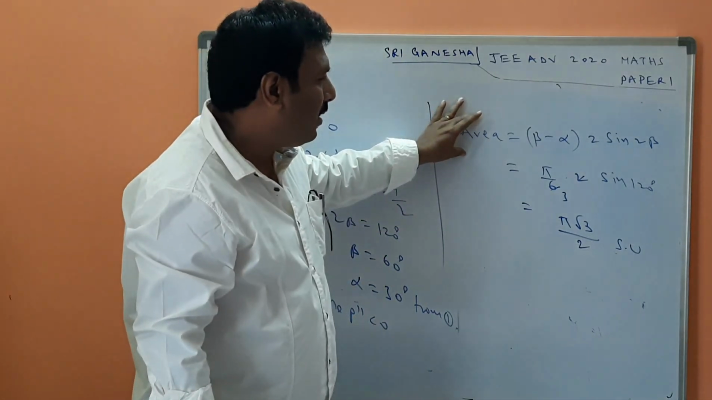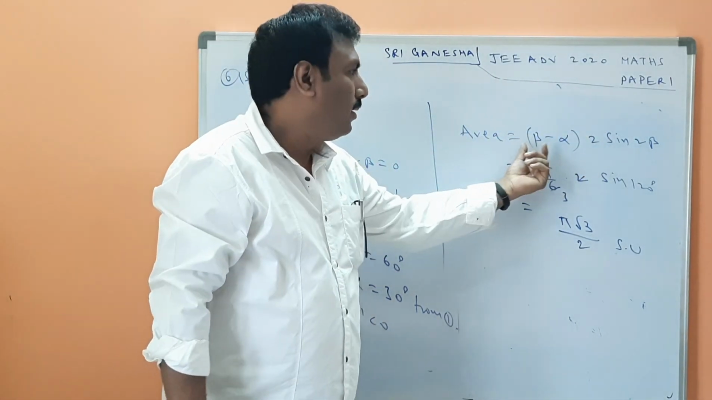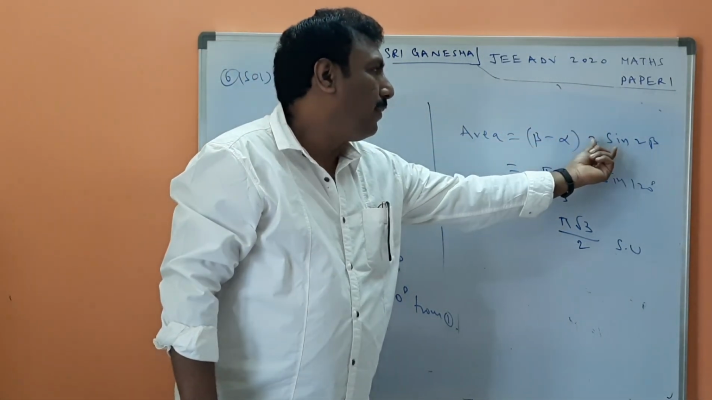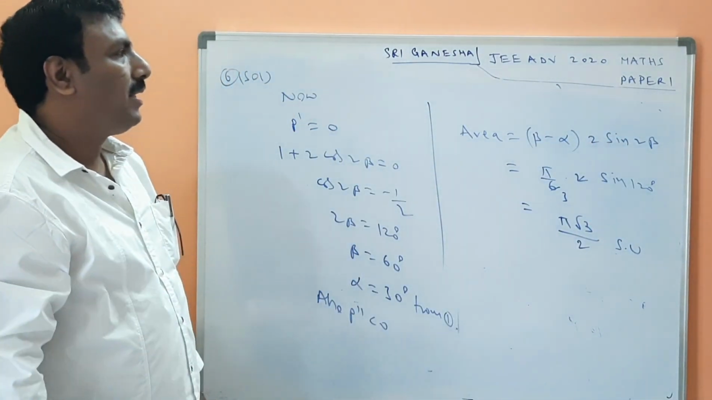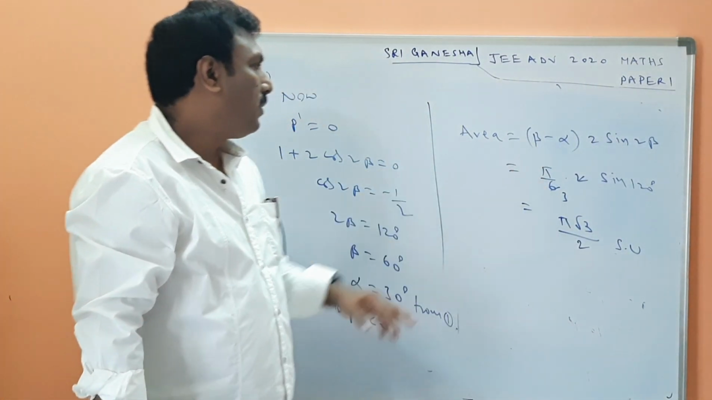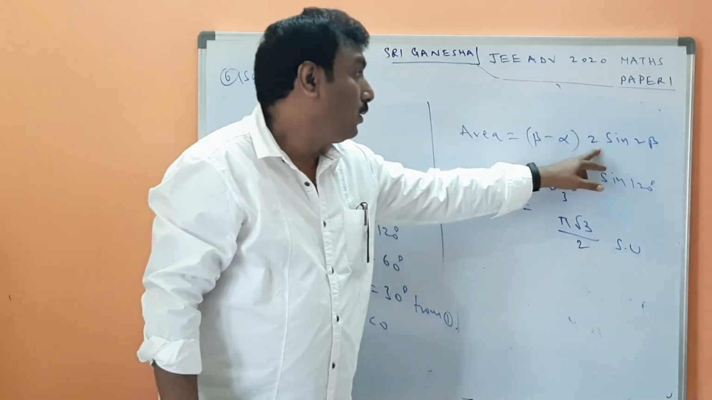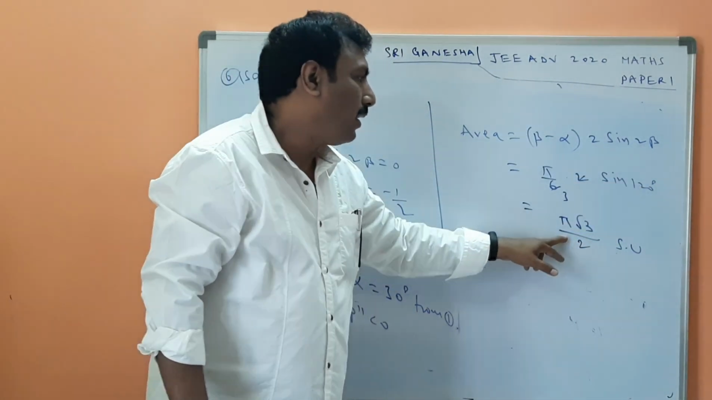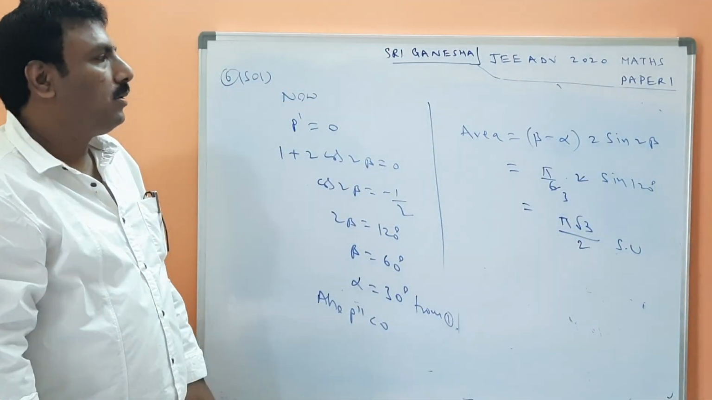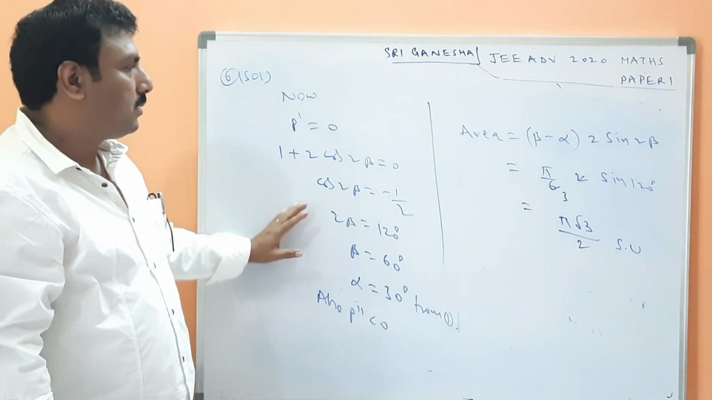So finally, area is equal to L into B. The length is beta minus alpha, breadth is 2 sin 2 beta for the rectangle. So beta minus alpha is pi by 6, into 2 sin 120 degrees. Finally I am getting pi root 3 by 2 square units.